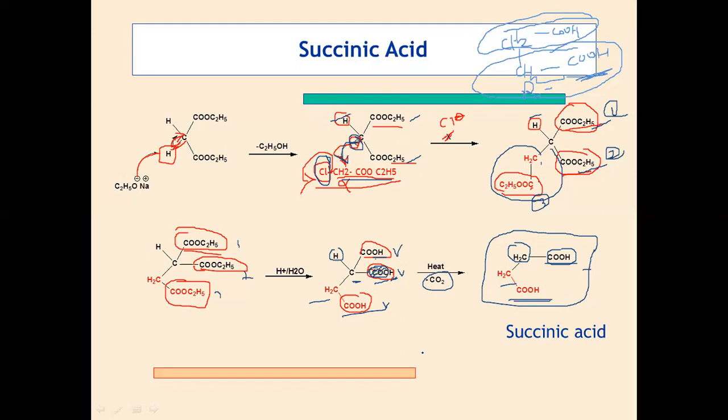I think we want to stop here. Next lecture we want to see the synthesis of glutaric acid, or the synthesis of a beta ketone, alkyl ketone. Both we want to discuss in the next. So we can stop here.